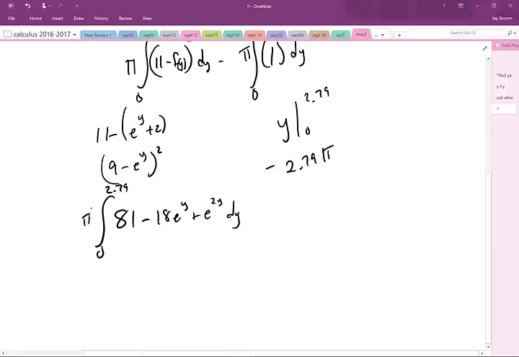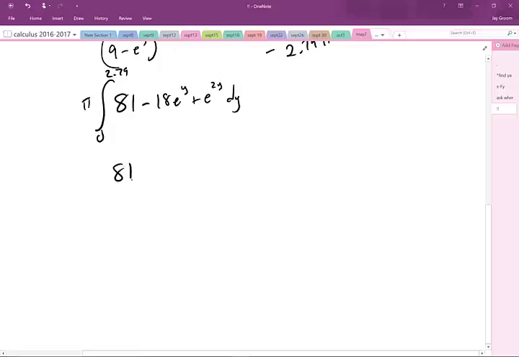All right. Okay, so here's the hard one. 81y. Good job. Minus 18 e to the y. Nice job. And then plus a half e to the 2y. Is that right? Chain rule. From 0 to 2.79.